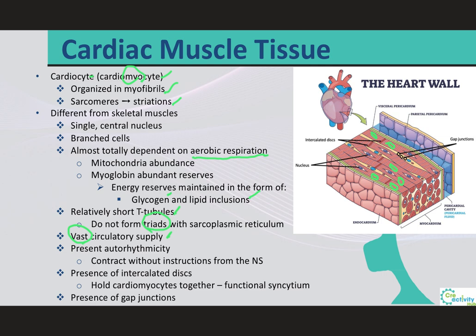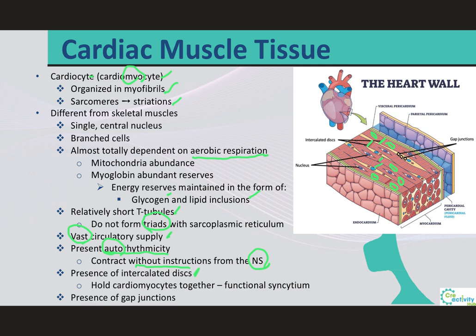Then we can say that cardiomyocytes contract without instructions from the nervous system, and this function is referred to as autorhythmicity, meaning that their contraction rhythm is going to be auto-generated, and we will definitely talk more about this in the next module. Then we can say that cardiomyocytes are going to be interconnected by these specialized cell junctions that are called intercalated discs, which are represented on this image.